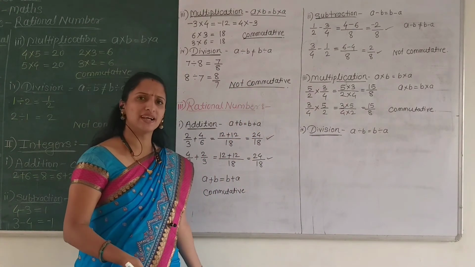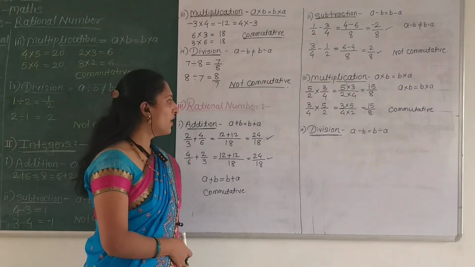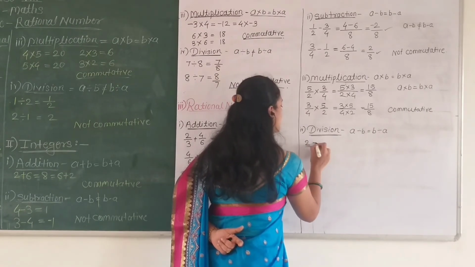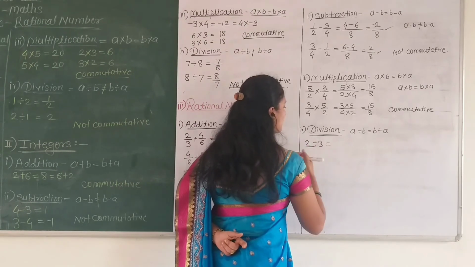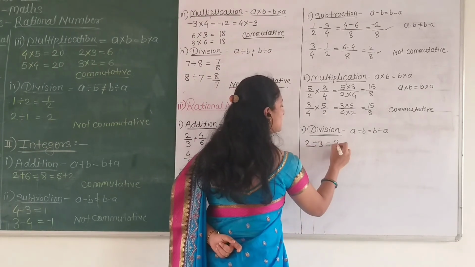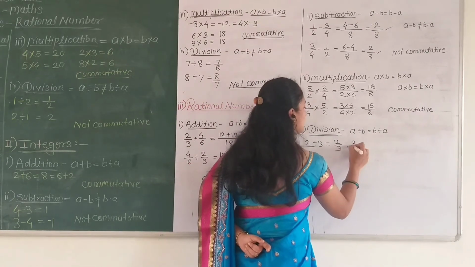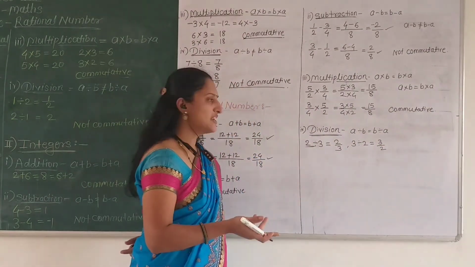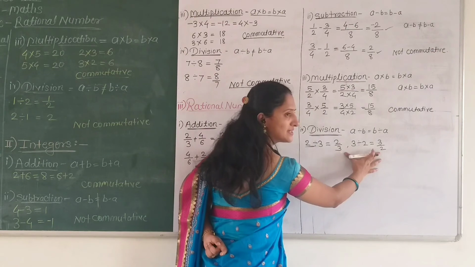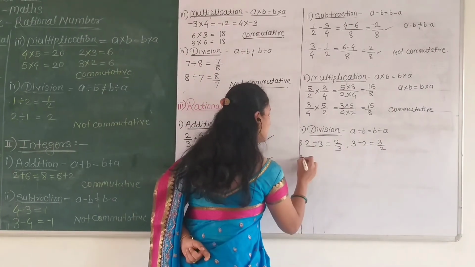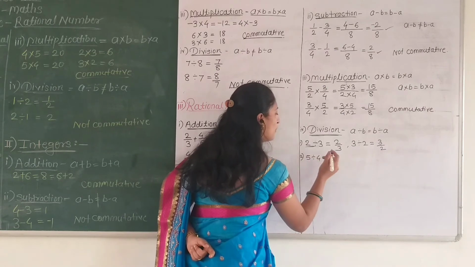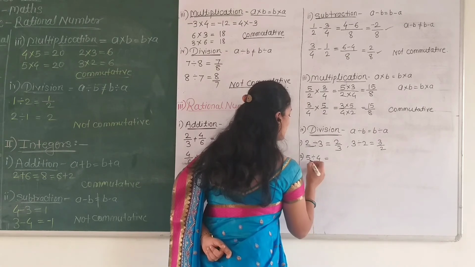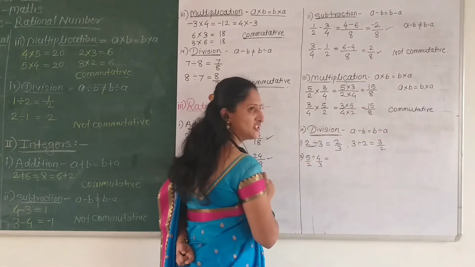Now let us check the last operation, which is division, for rational numbers. Here 2 divided by 3 is 2 upon 3 and 3 divided by 2 is 3 upon 2. Now here 2 and 3 both are rational numbers, but the answers do not match. Consider one more example: 5 upon 2 divided by 4 upon 3.